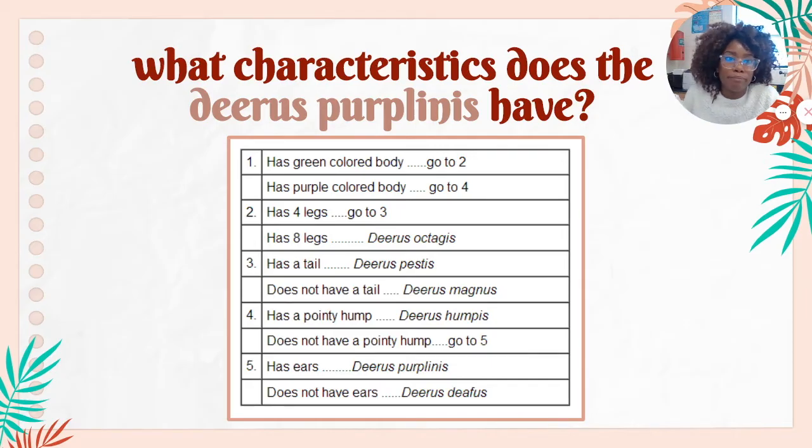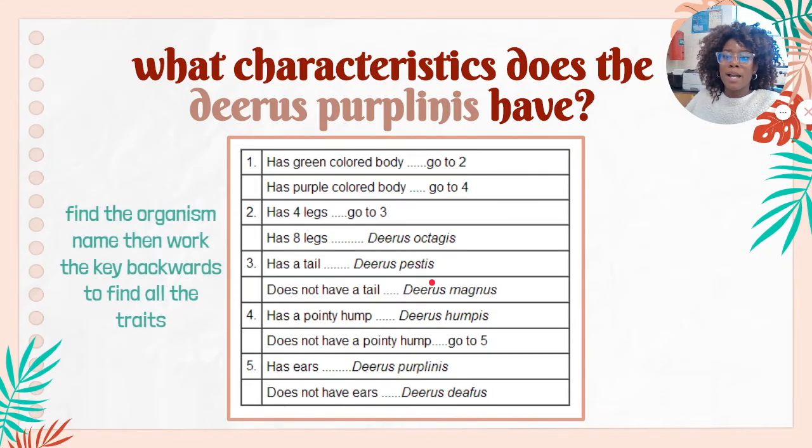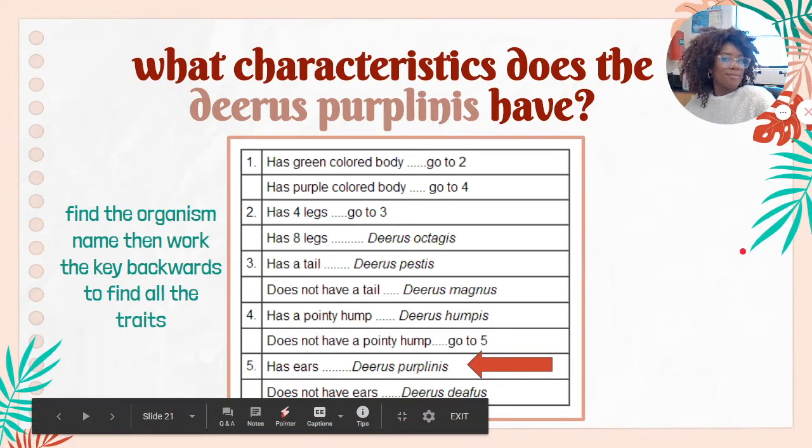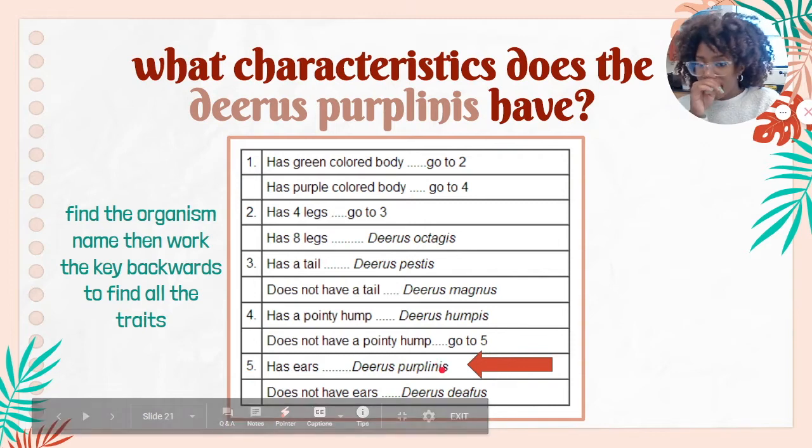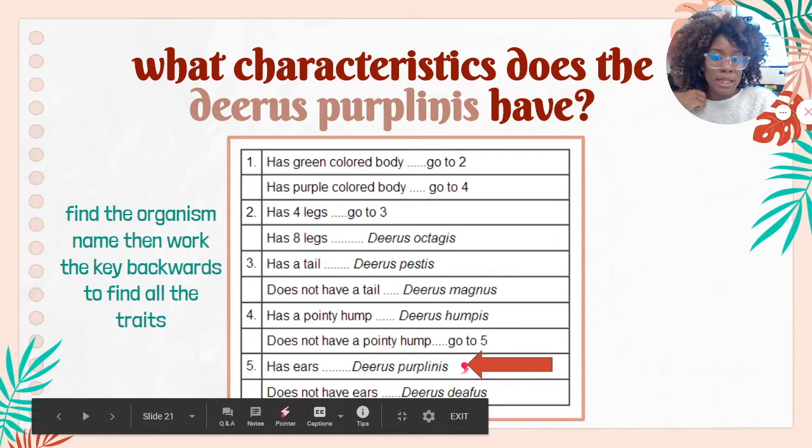So how do we do that if I don't have a picture? Well, first things first, we're going to find our organism name and then we're going to work the key backwards and find all the traits. So they asked us about Dirus purpulinus, so we're going to go and find Dirus purpulinus. That's where we're going to start. So then we're going to work backwards.